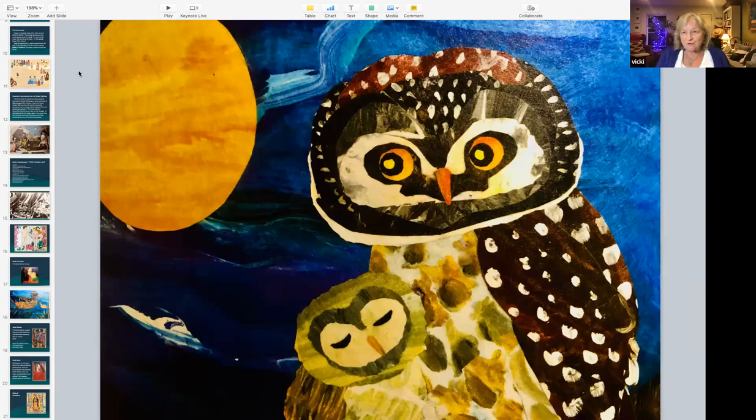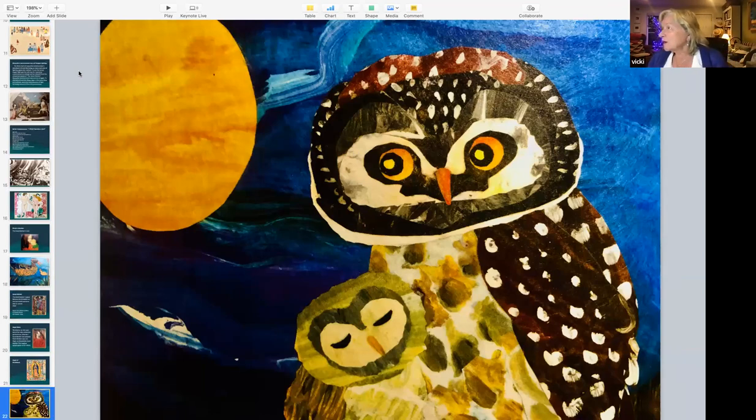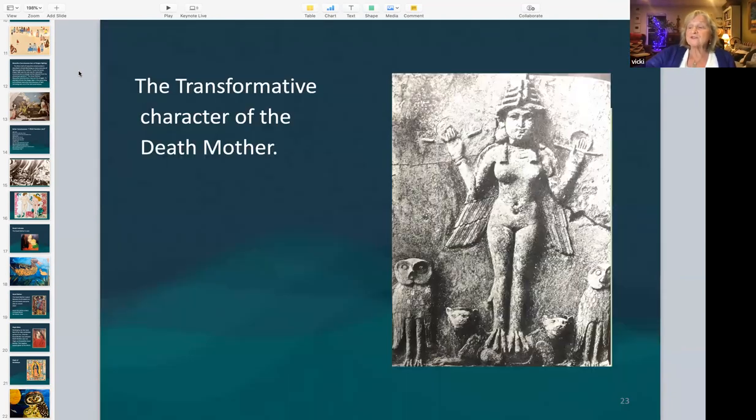And so now we're going into the night. How are we on the time? Okay. I've got a timekeeper here because I could go on. We're into the nighttime. We have the owl, which is the wonderful symbol of the dark mother and her baby. And there's the moon. And this is the transformative.